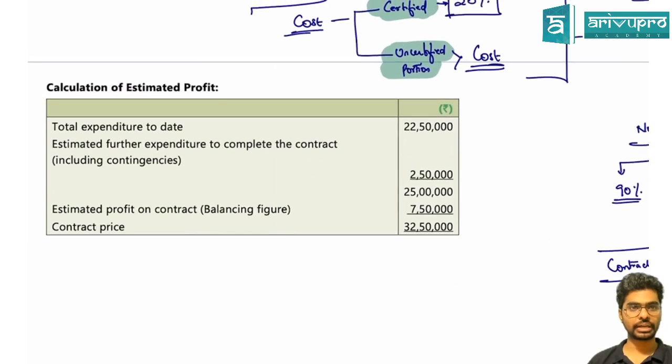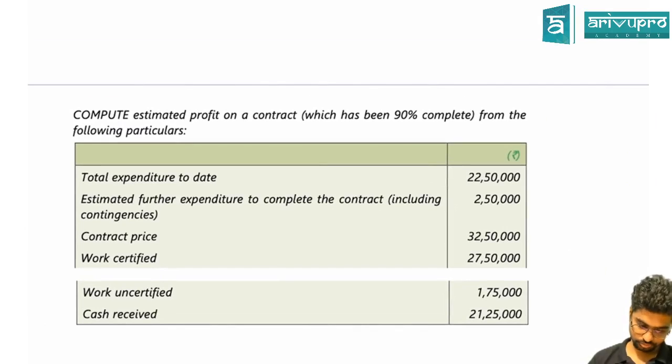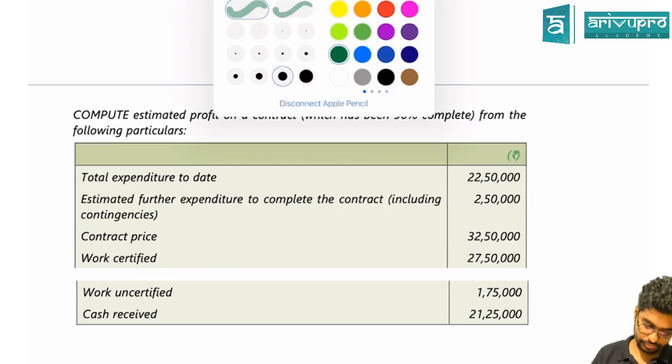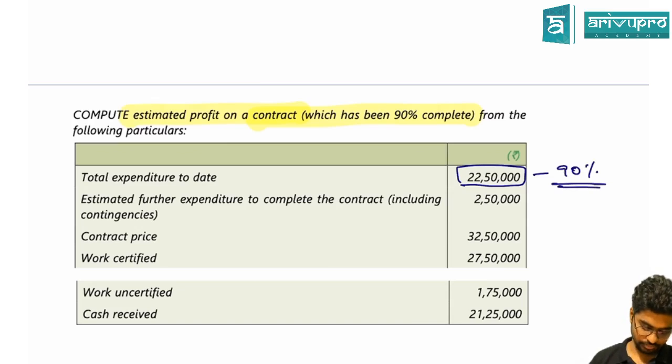Now using this concept, I'll be doing this question. See here. They are asking me to find what? Compute the estimated profit on contract which has been around 90% complete from the following particulars. Total expenditure to date. What does this mean? Total expenditure to date 22,50,000. This is the cost of 90%.